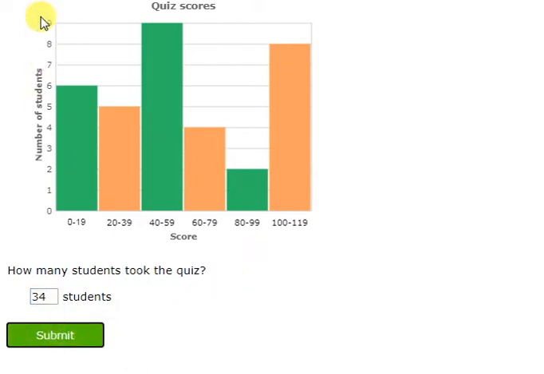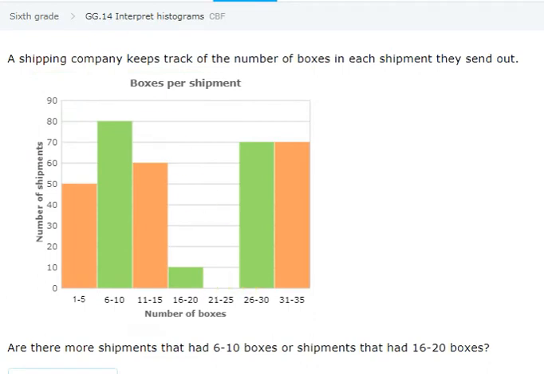The answer is 34. Great. Okay, are there more shipments that had 6 to 10 boxes or shipments that had 16 to 20 boxes? Whenever we have "are there more", there is a comparison between two or more things. So there is a comparison between 6 to 10 boxes and 16 to 20 boxes shipments. And they are asking which is more. That means among these two, which has the longer bar.